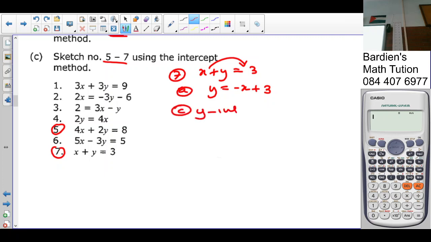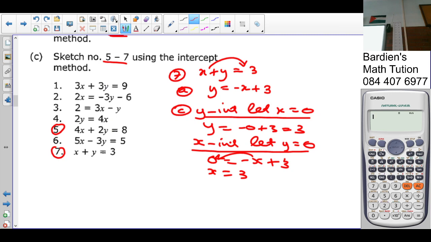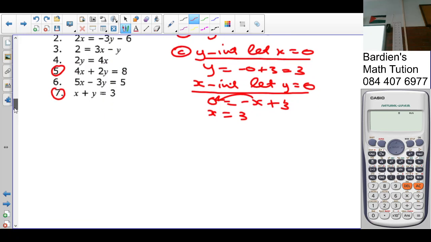So we then say, y-intercept, what do you do for y-intercept? We let x equal to 0. So y is equal to negative 0 plus 3, which is 3. X-intercept, what do you do for x-intercept? We let y equal to 0. So 0 is equal to minus x plus 3. You get x over the equal sign, so x equal to 3. So you've got the y value of 3 and an x value of 3. Not so? So we can draw again.